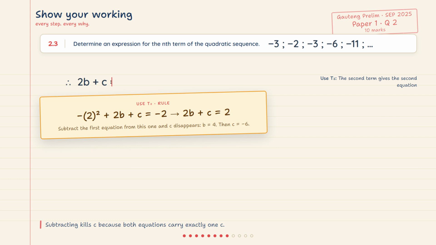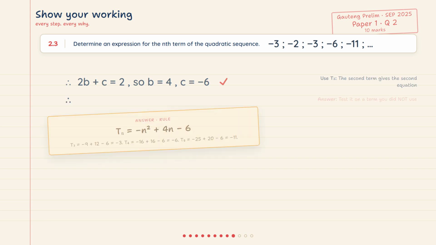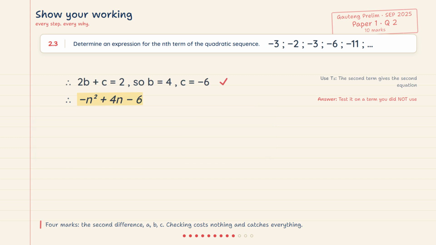Now the second term, n is 2, so minus 4 plus 2b plus c equals minus 2, which gives 2b plus c equals 2. Subtract the first equation from the second, and the c cancels straight out. 2b minus b is b, and 2 minus minus 2 is 4. So b is 4. Put that back into b plus c equals minus 2, and c is minus 6. So Tn is minus n squared plus 4n minus 6.